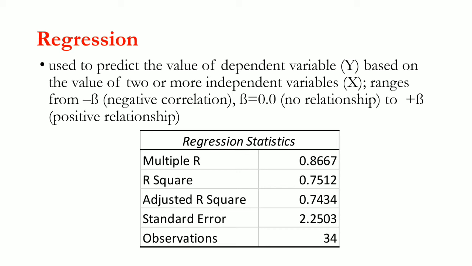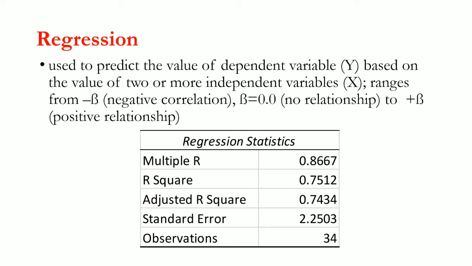The R square gives you the percentage of the influence, or the degree of prediction of the value of y to the independent variable, or x. So it gives you the percentage. So 0.75 means 75%, meaning the value of the dependent variable is accounted for by the independent variable x by 75%.